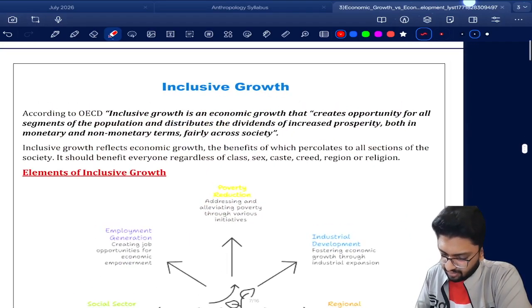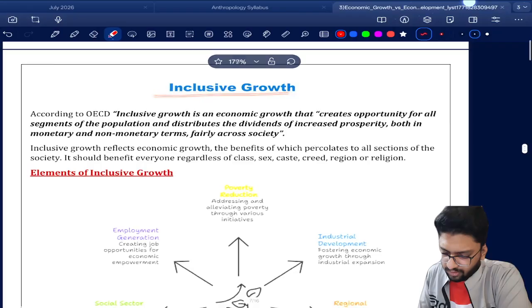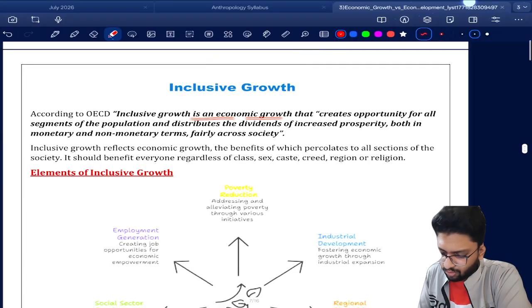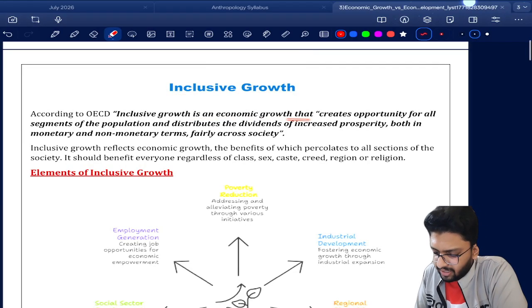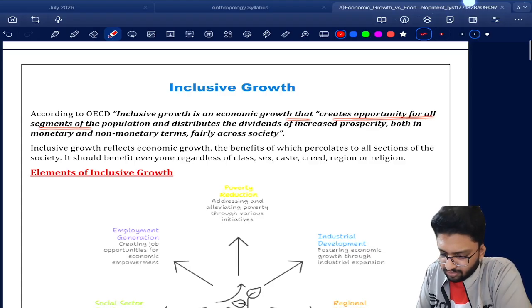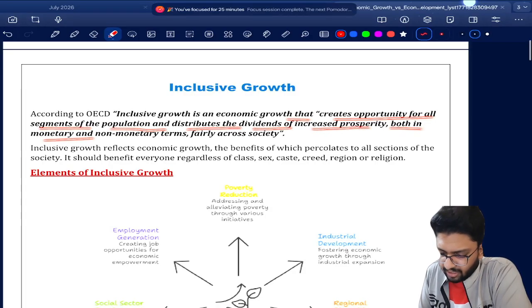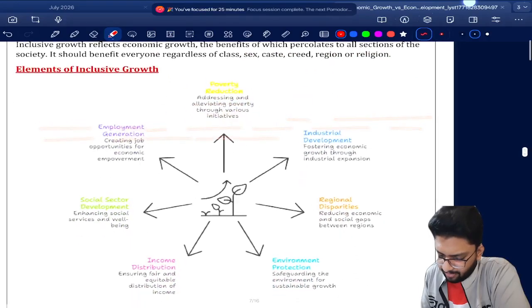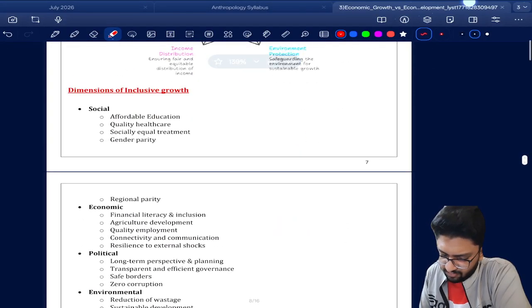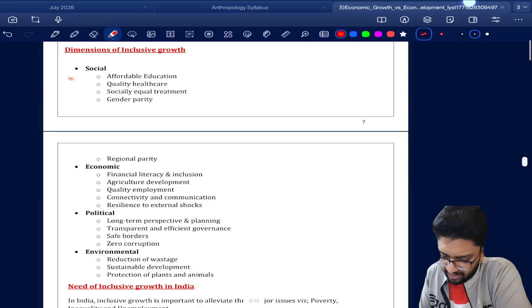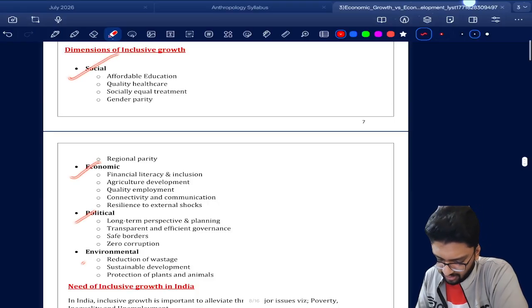Fine. Inclusive growth. According to the OECD, inclusive growth is an economic growth that creates opportunity for all segments of the population and distributes the dividends of increased prosperity, both in monetary and non-monetary terms, fairly across society. I think everybody knows what inclusive growth is, and there are dimensions: social, economic, political, and environmental.